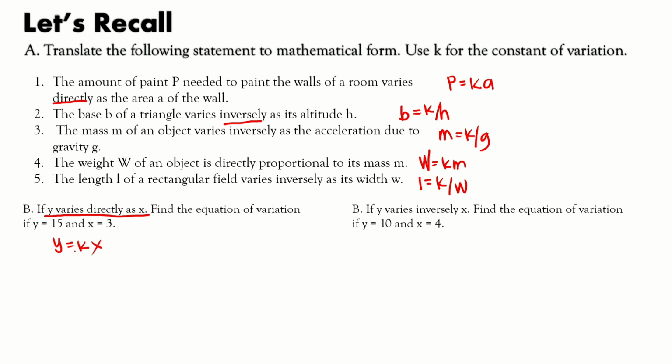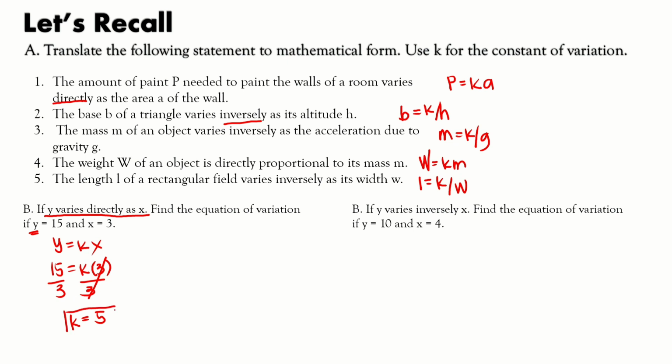Next, to find the equation of variation, we're going to solve first for k, or the constant of variation. To solve for that, we substitute the value of y, that is 15 is equal to k multiplied to 3. Divide both sides by 3 to obtain the value of k. So this is now 15 divided by 3. Our k here is equal to 5.